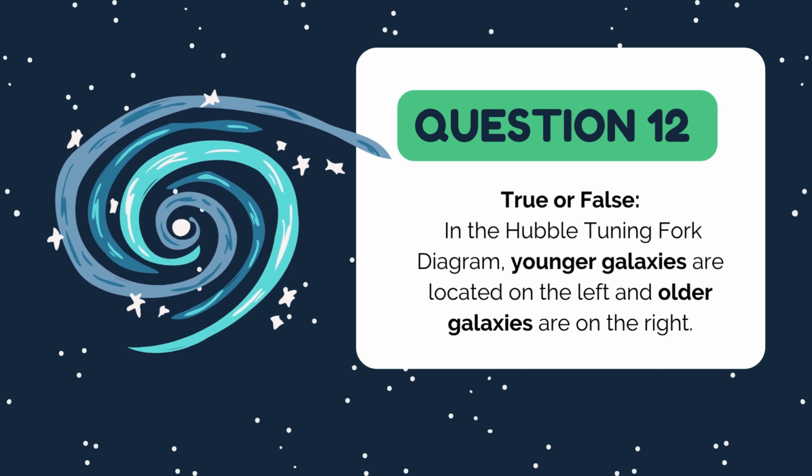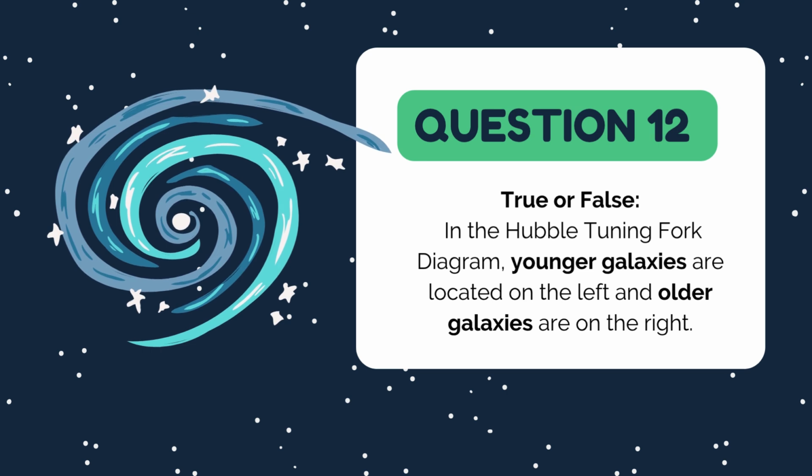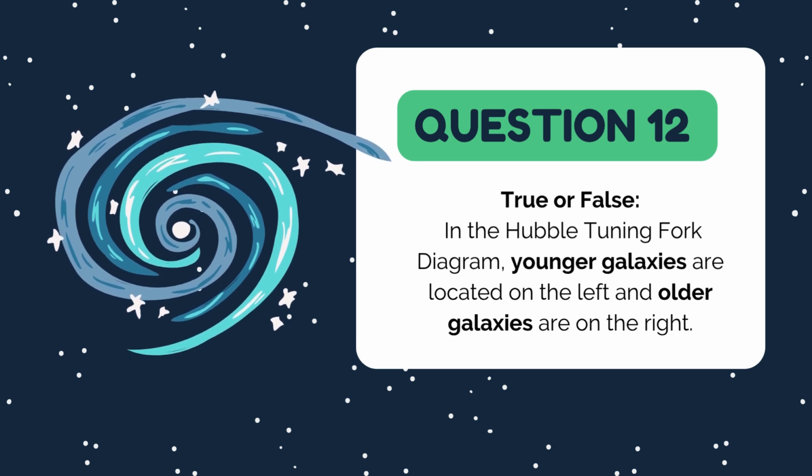Try answering this one, true or false. In the Hubble tuning fork diagram, younger galaxies are located on the left and older galaxies are on the right.